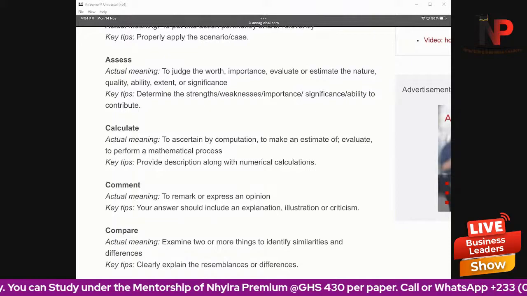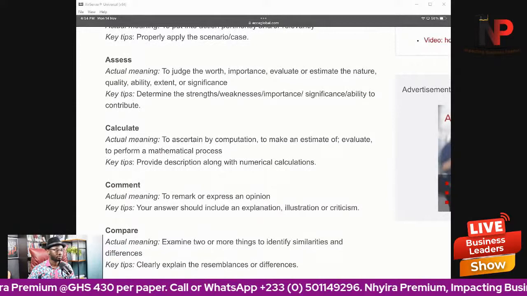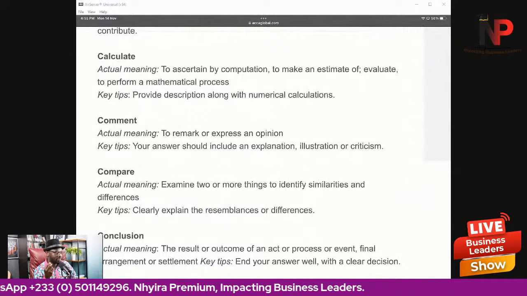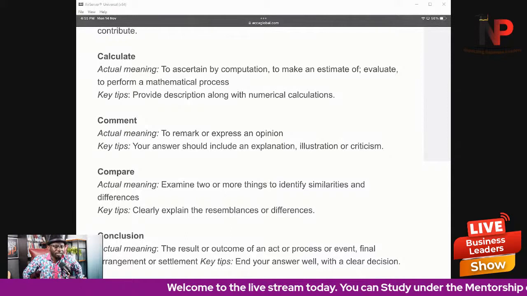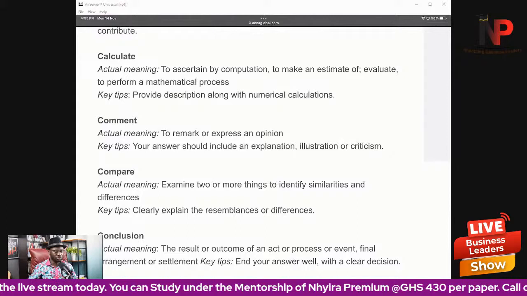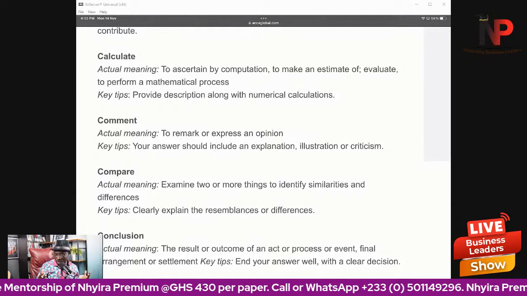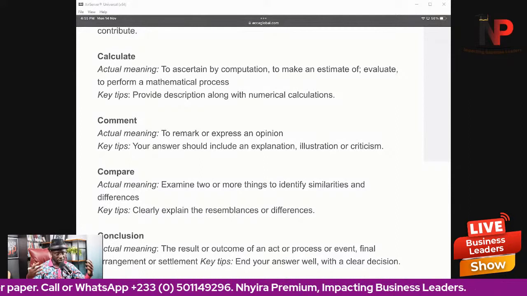So let's look at the next one. The next thing is comment. When the examiner says comment, it simply means to remark or express opinion. So if the examiner says comment on the performance of the organization, comment on the ethical issues in the scenario, it means express your opinion. Now, in doing that, it is required that your answer should include an explanation, illustration, or criticisms, depending on the context of the question.